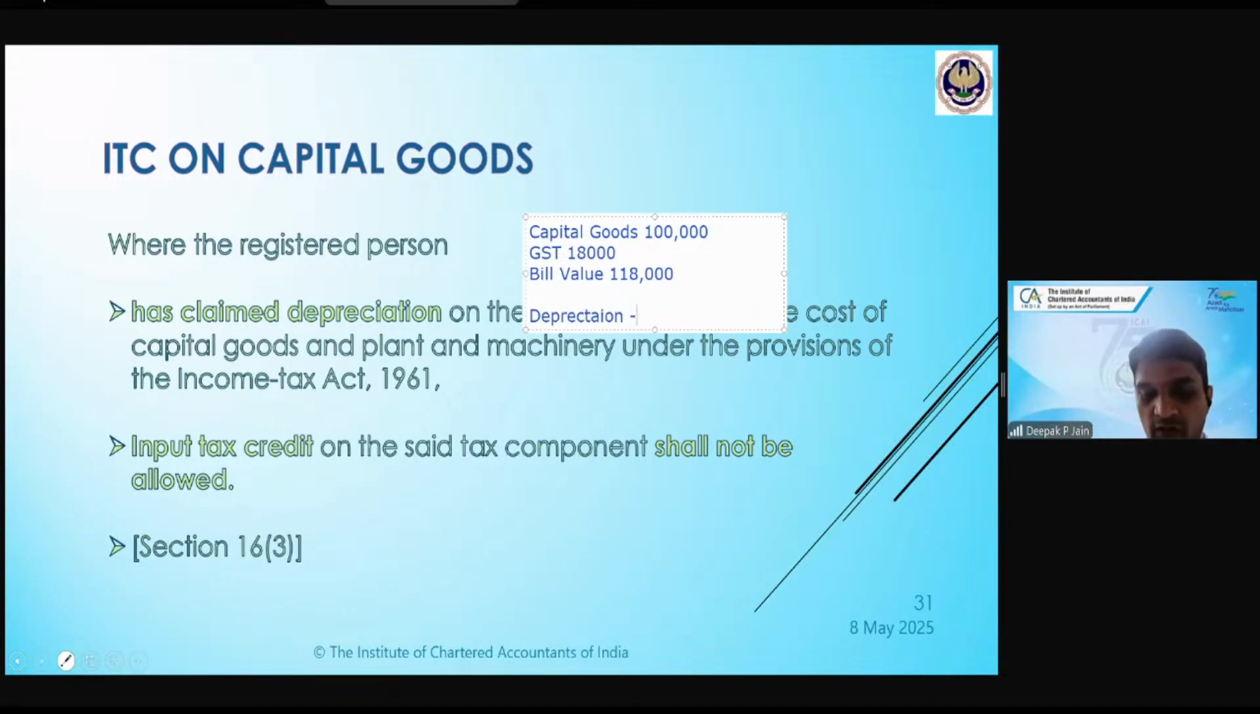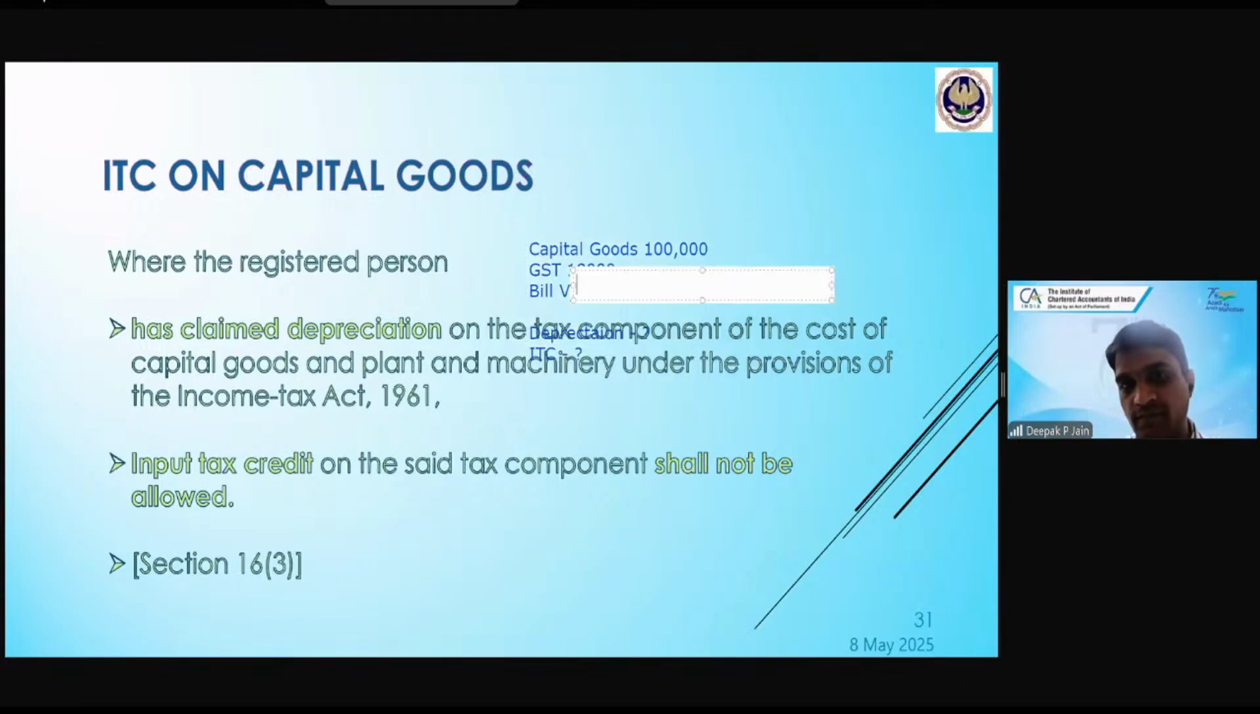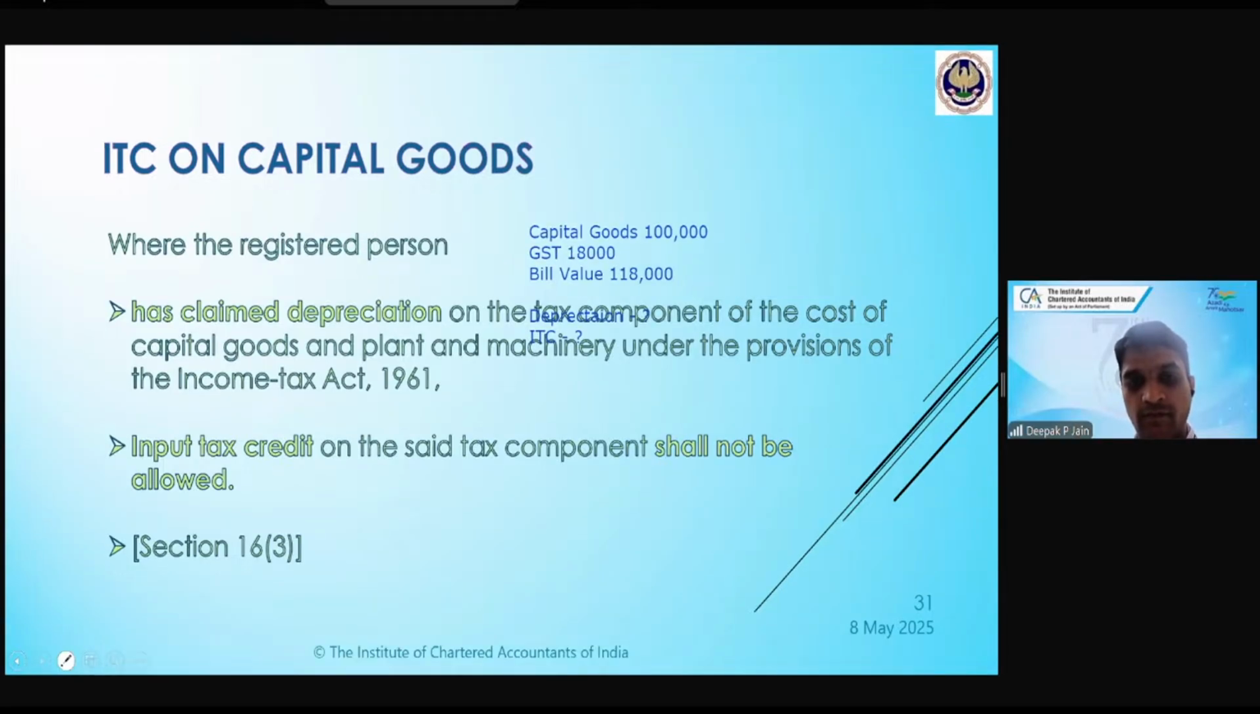Depreciation on what value and ITC on what value? GST on 1 lakh rupees. Oh my, you will take GST on the full 1 lakh? Depreciation you made, right? Depreciation 1 lakh and ITC on 18,000. Correct. So depreciation 1 lakh, ITC 18,000. That is the answer.